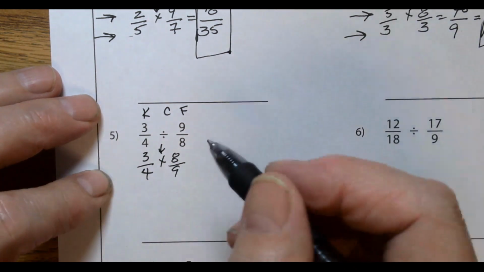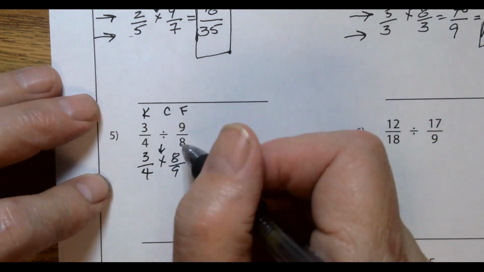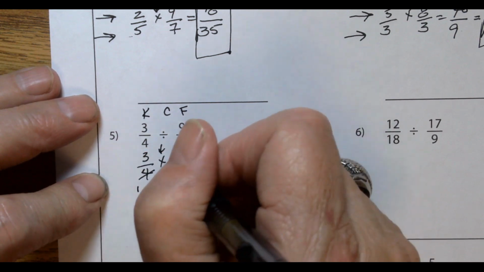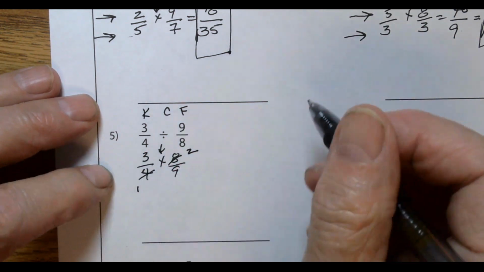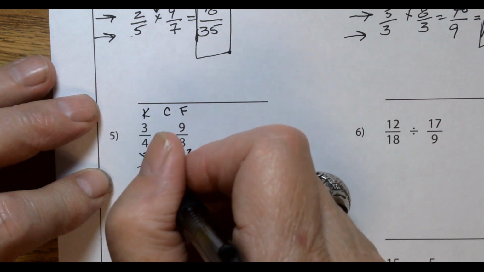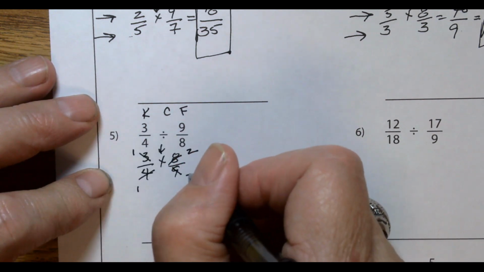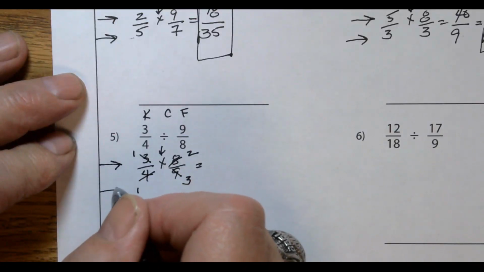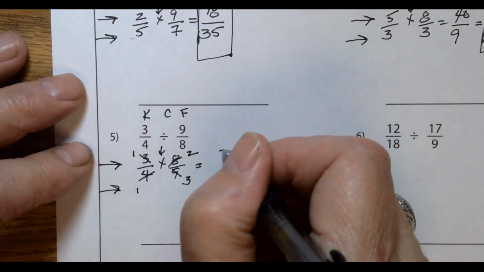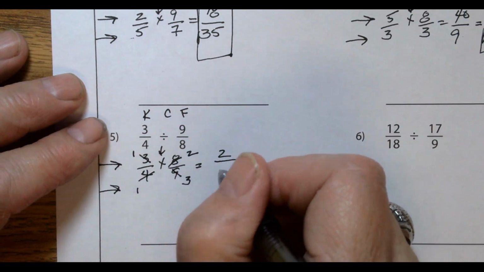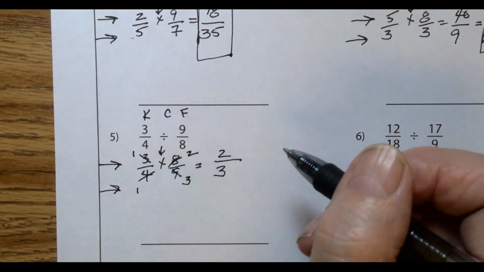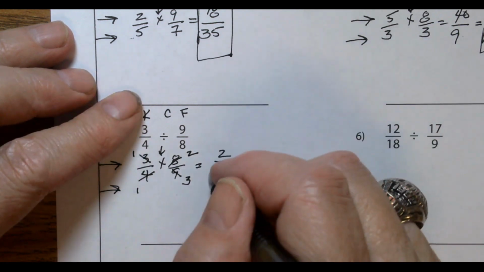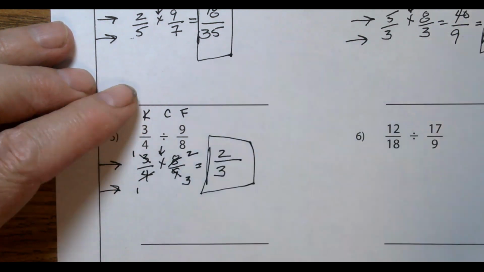I'm going to see if I can cross cancel. 4 goes into 4 once, 4 goes into 8 twice. Now 3 goes into 3 once, 3 goes into 9 3 times. Now I'm going to multiply straight across. I have 1 times 2 is 2, and 1 times 3 is 3. That's an even number, that's an odd number. It is a proper fraction, so final answer is 2/3.